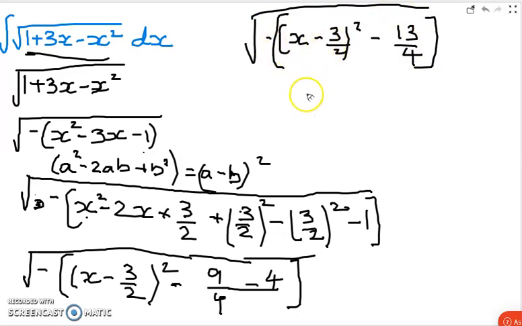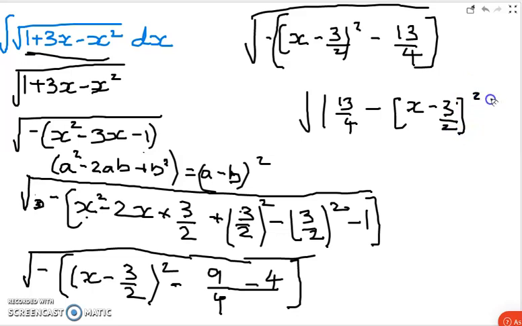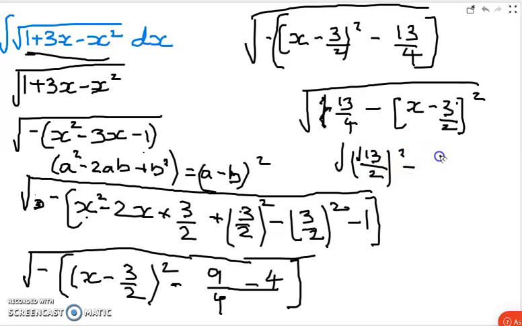Now this minus should be sent inside. It will be 13 by 4 and minus of x minus 3 by 2 whole square. Now 13 we can write as root 13 whole square, 4 we can write as 2 whole square, minus this we can write as 2x minus 3 by 2 whole square.